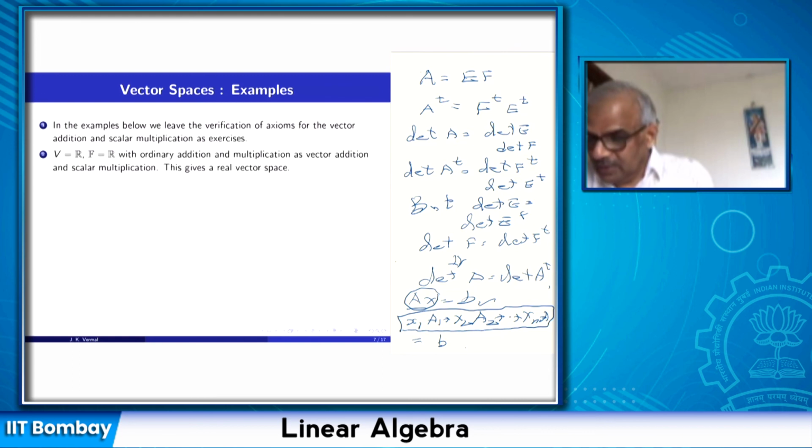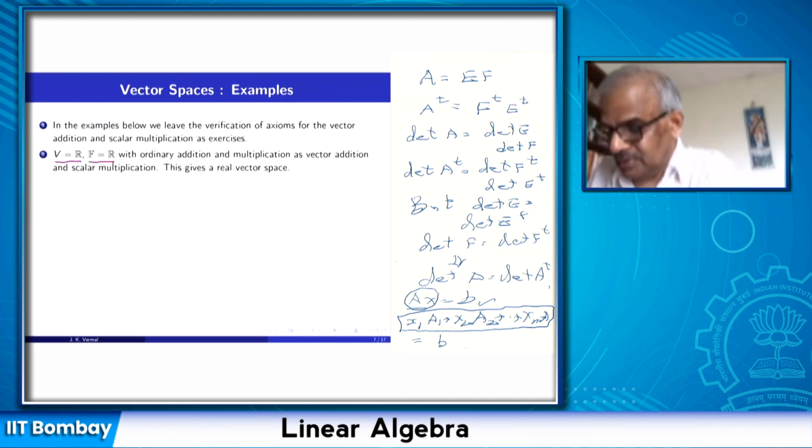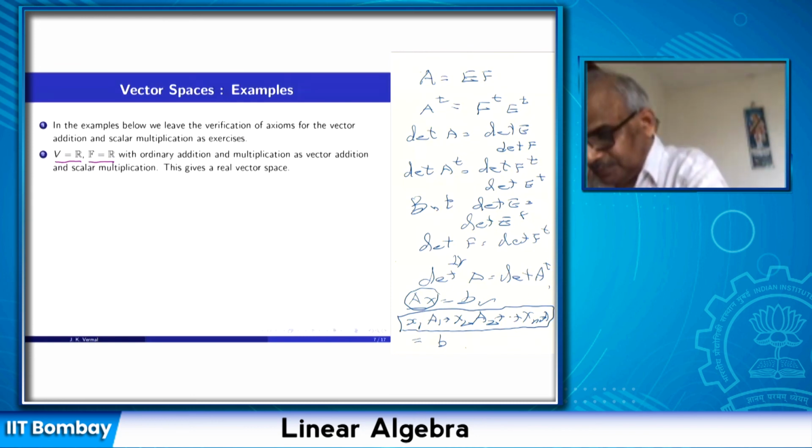Take the set of real numbers. V is the set of real numbers. The field of scalars is also real numbers, with ordinary addition and multiplication as vector addition and scalar multiplication. This gives a real vector space. So the field of real numbers is a real vector space. All those 8 axioms are satisfied for addition of real numbers and multiplication of real numbers.